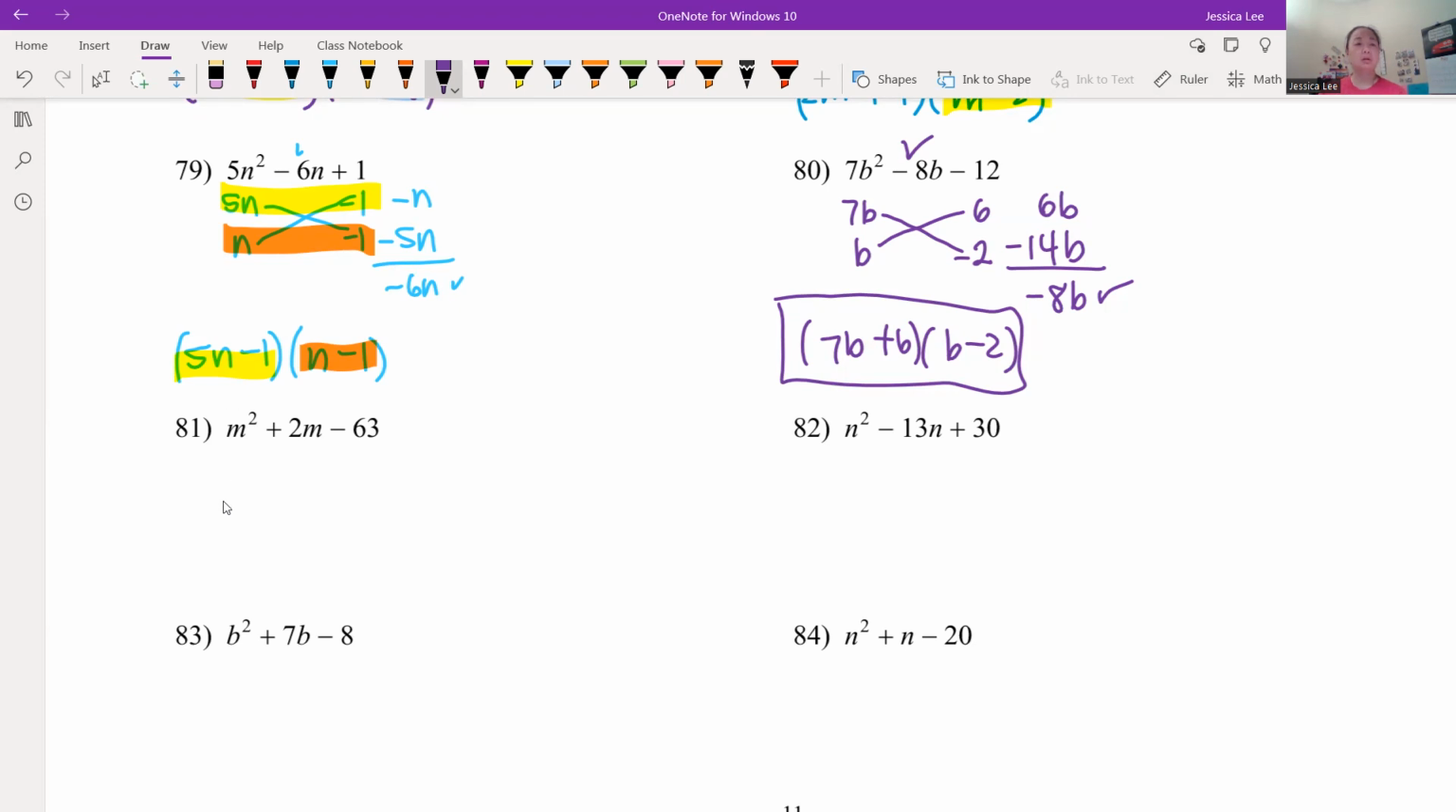All right. We're going to go to 81. Well, what would be m squared? It seems to throw people off. It's just m times m. That's it. M times m is m squared. It's easier than what we've been doing above, right?